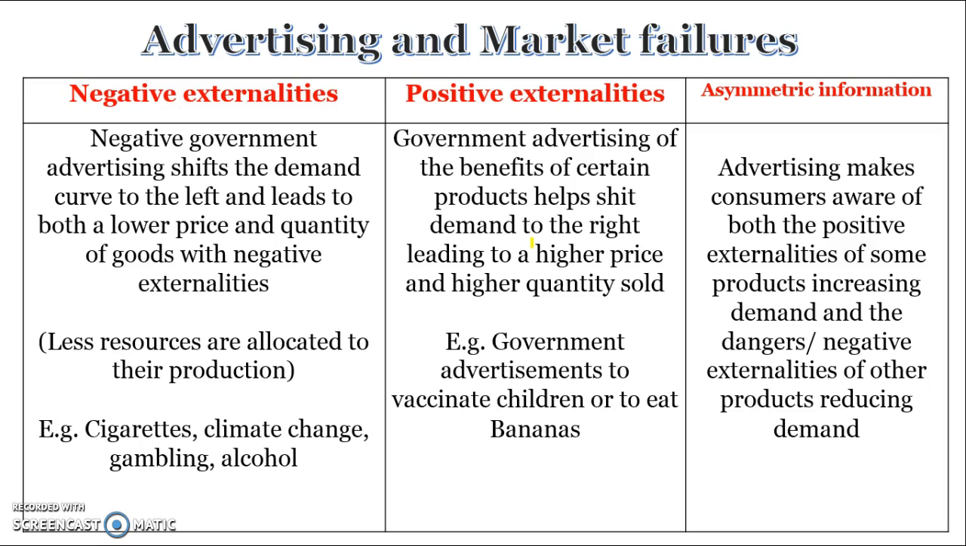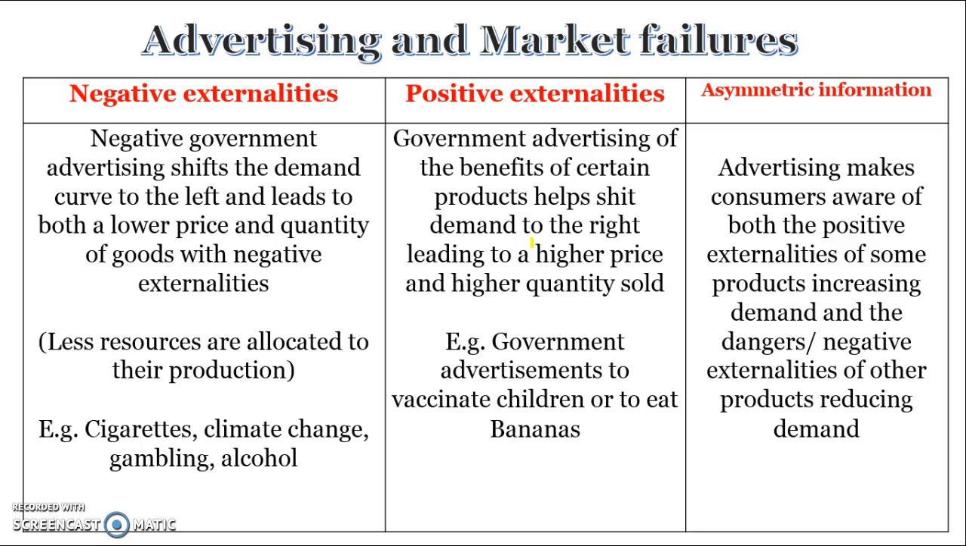Positive externalities, government advertising of the benefits of certain products will help to shift the demand curve to the right. So, for example, it might be a government advertisement of the benefits of vaccinating your children. The idea of that is to encourage more people to vaccinate their children because they're aware of the costs of not doing so. So they might show ads with people suffering from particular diseases from not vaccinating their children.